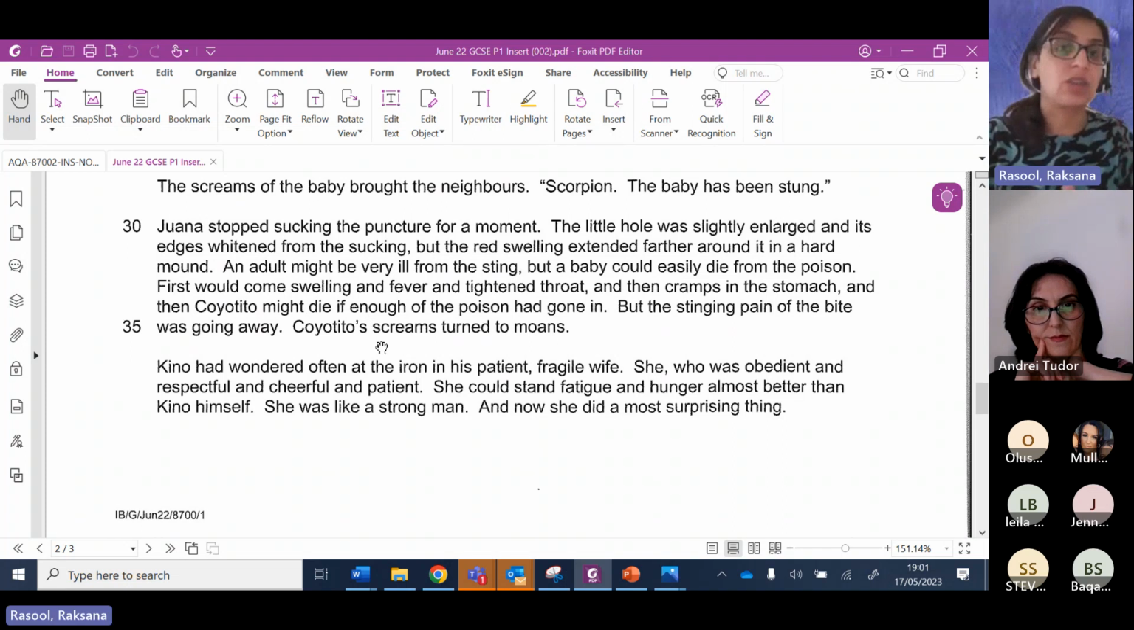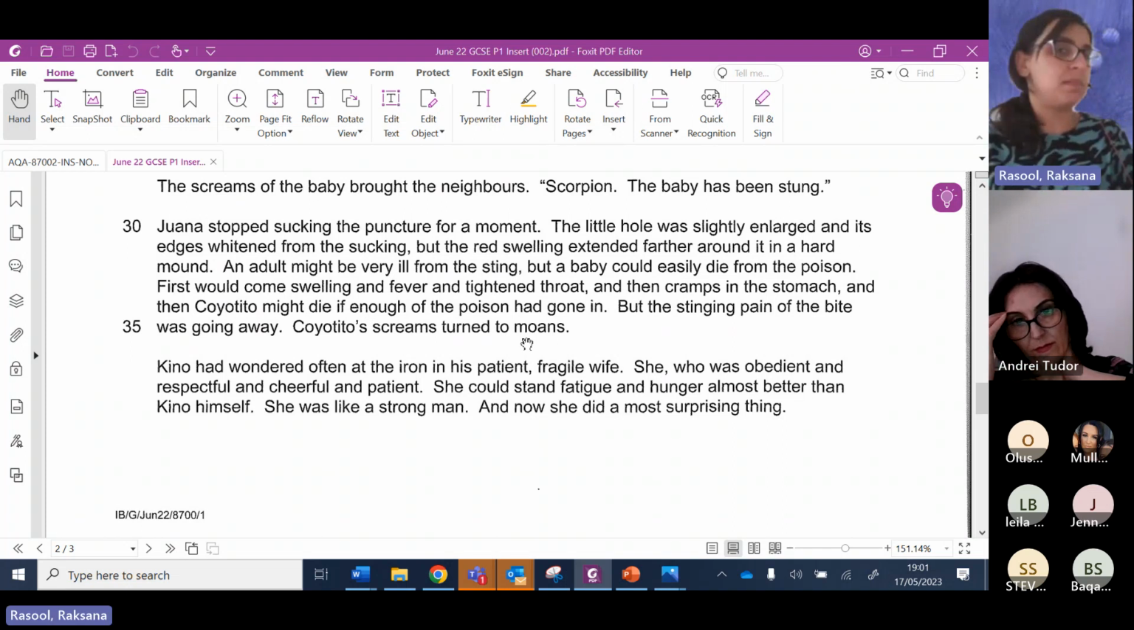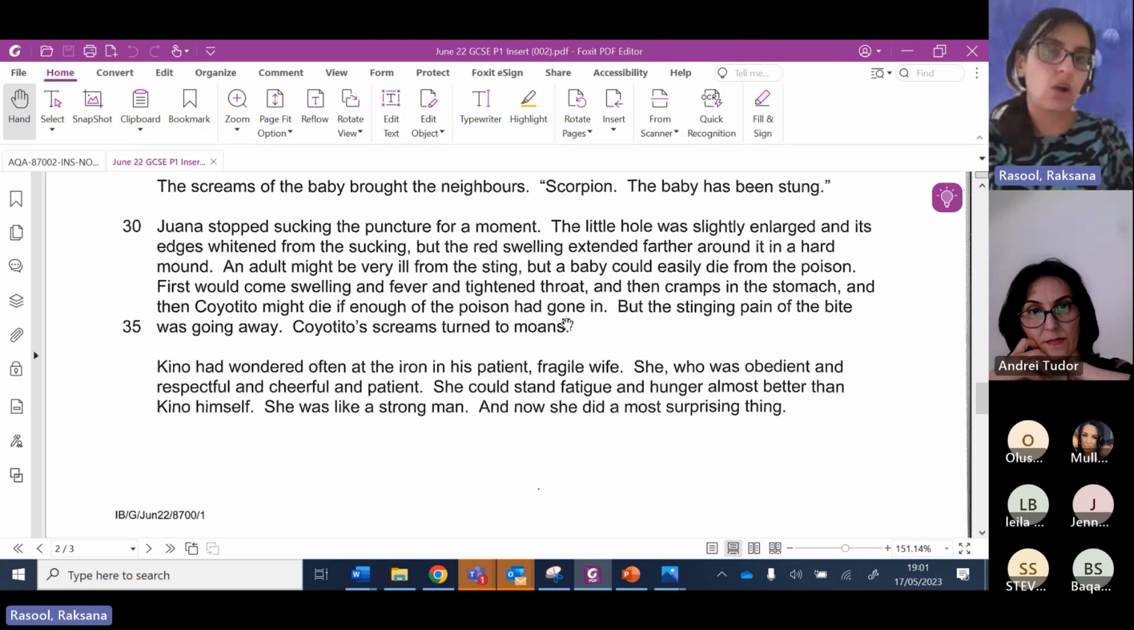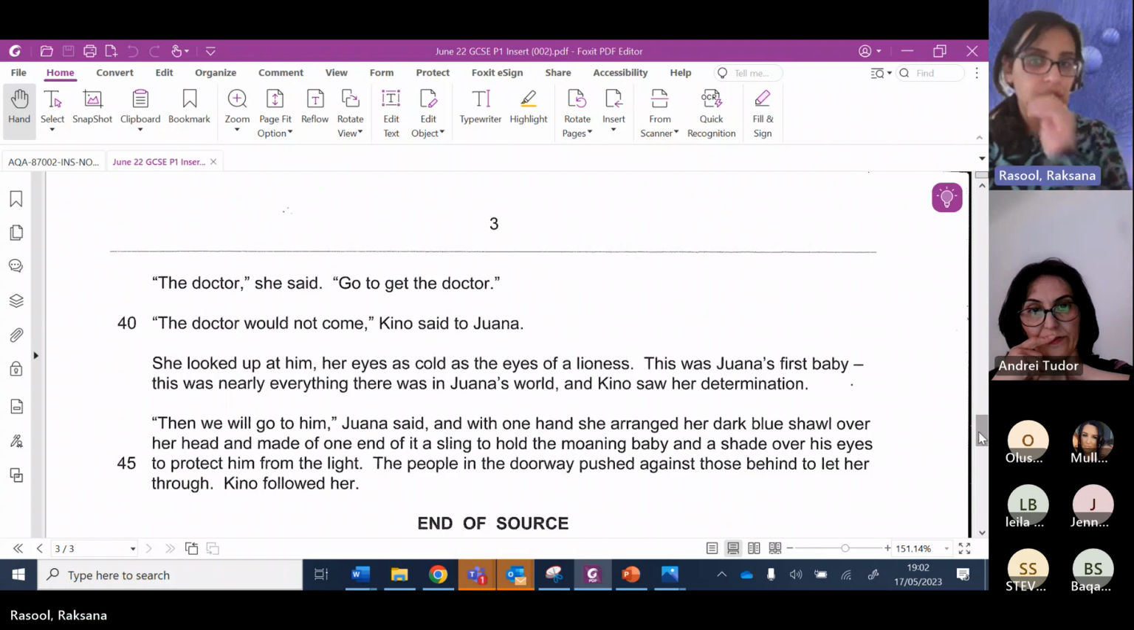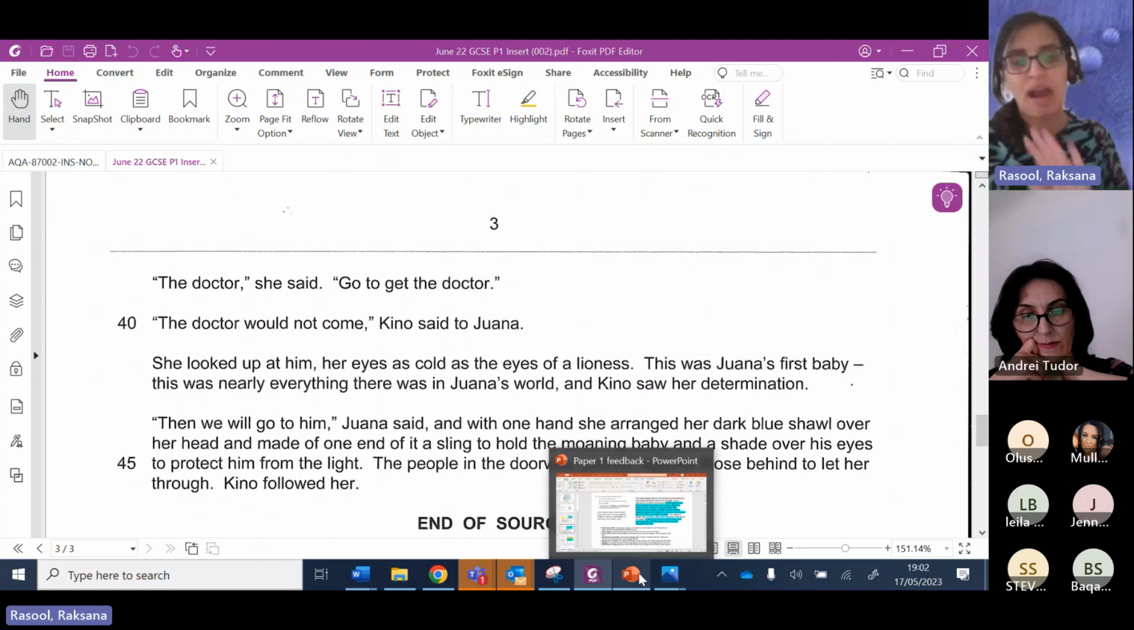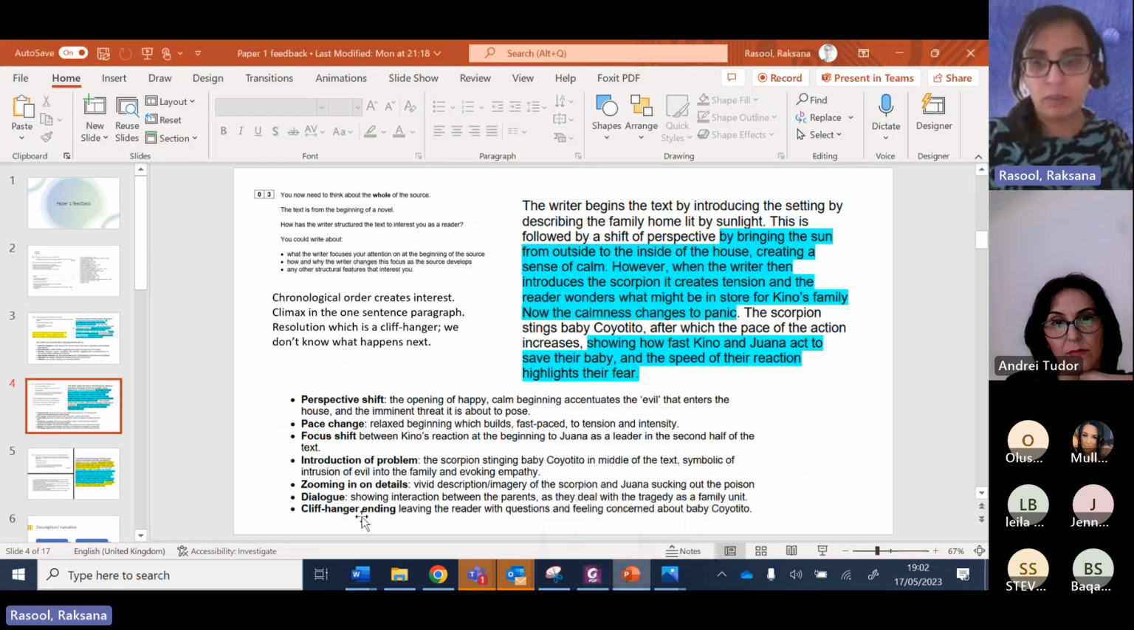Yeah. So the screams turned into moans, but it doesn't mean that he's okay. He could still easily die from the poison, and that's reiterated twice: die from the poison, die if enough of the poison had gone in. And although screams have subsided because the stinging pain is gone, whether he dies from that poison or not is the cliffhanger. Otherwise, they wouldn't be going to a doctor. Okay, thank you. No problem. Any questions like that, please do ask. That's what I'm here for.